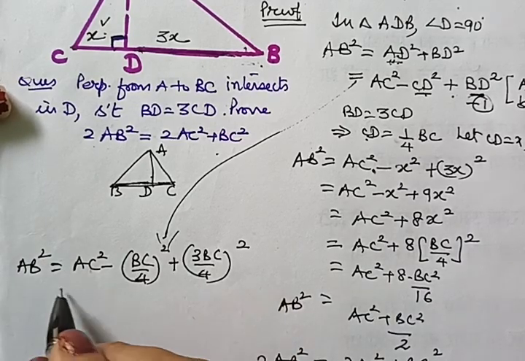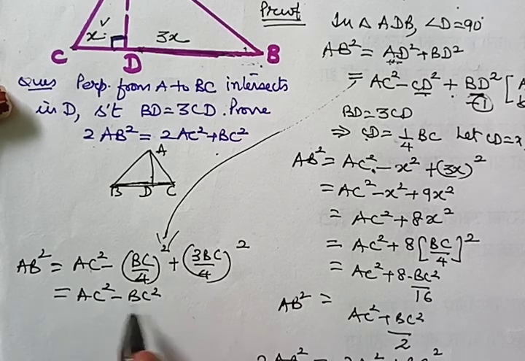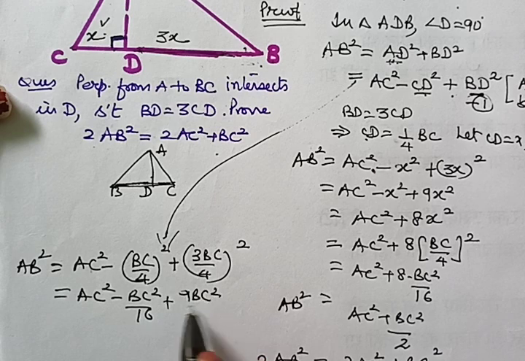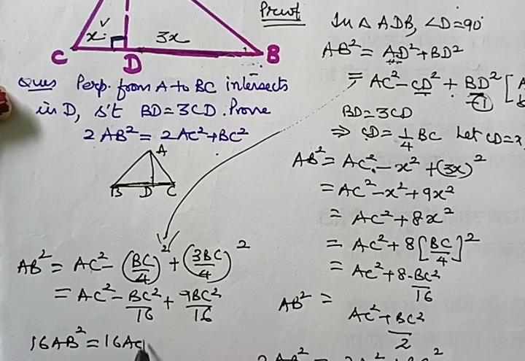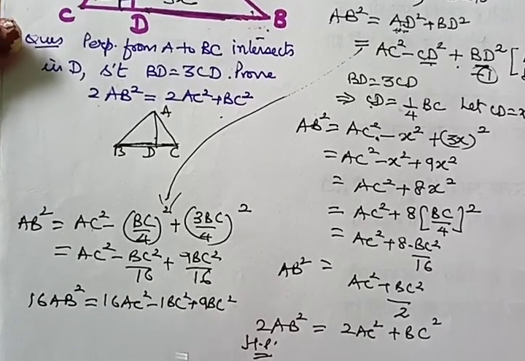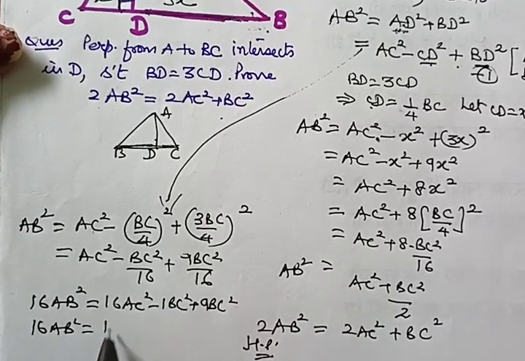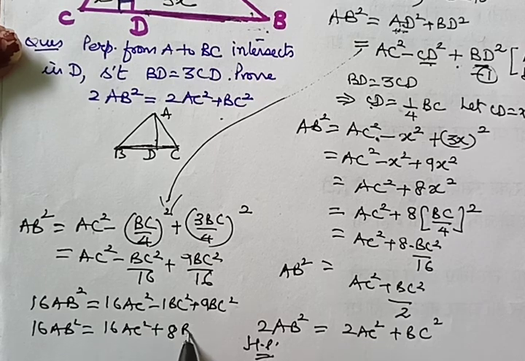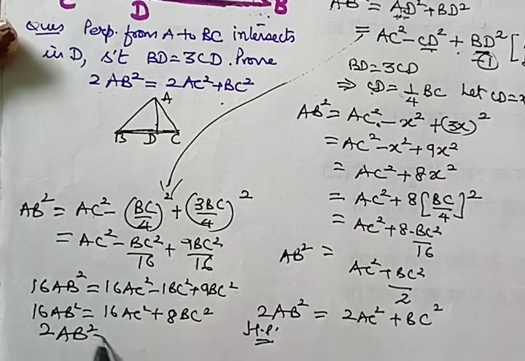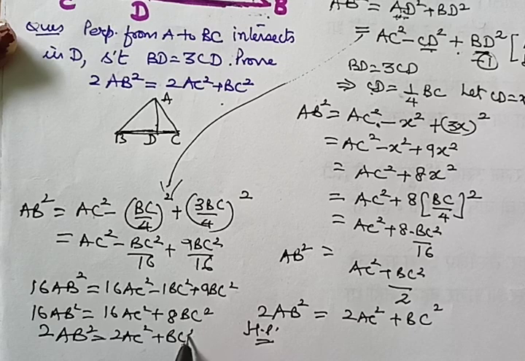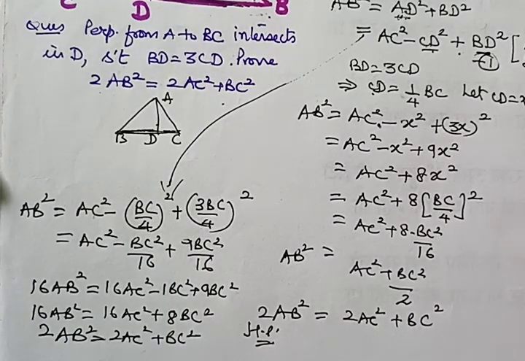After this point, only calculation work is left. AC square minus BC square by 16 plus 9BC square by 16. Taking 16 LCM throughout, 16 AB square is equal to 16 AC square minus 1 BC square plus 9 BC square, which gives you 16 AB square is equal to 16 AC square plus 8 BC square, and if I divide throughout by 8, I get twice AB square is equal to twice AC square plus BC square. So you may follow any method, but it should be clearly based on understanding and not on cramming. So I hope you understand this one.